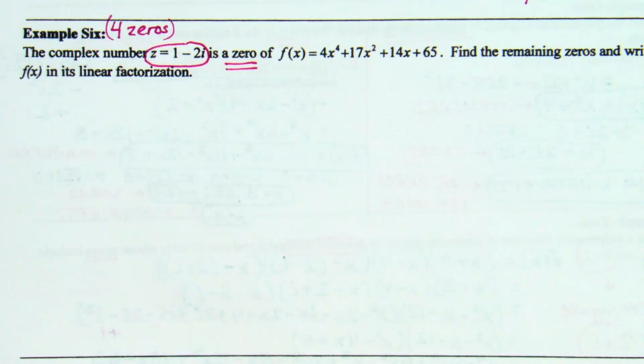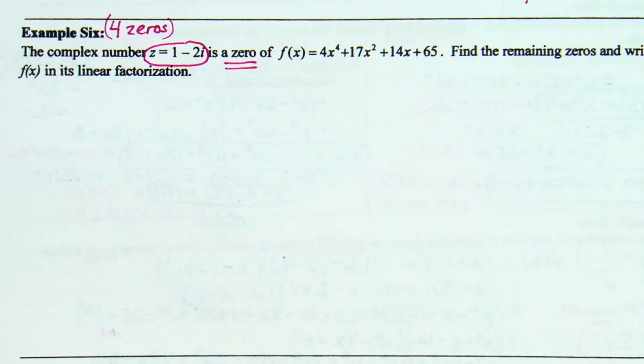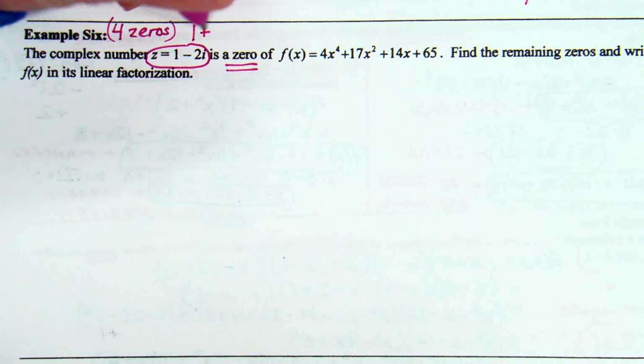Now, what do you know about 1 minus 2i? We also have to include the conjugate 1 plus 2i. So they didn't really just give us 1 zero, they gave us 2 zeros. You don't need to really do PRRs because you're not going to find any. Well, you'll find PRRs, but when you look at the graph, you will find no x-intercepts. That's the way it is.